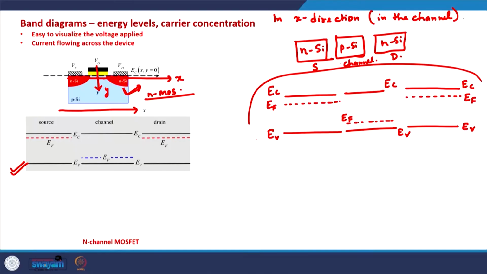In that case, just think how this band diagram will look like. Just take a moment and think about it, how this band diagram will look like when n silicon, p silicon, and n silicon are joined with each other, when the source, channel, and drain are joined with each other. In equilibrium. In equilibrium means that we have not applied any voltage, and no current is flowing through the device. In that case, how would the band diagram look like? Just think about it for a moment.